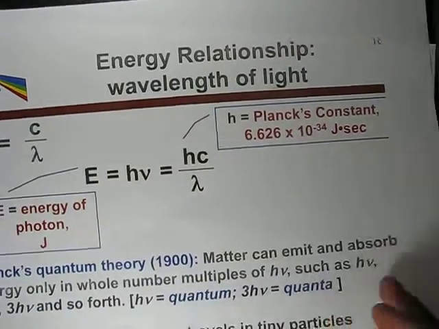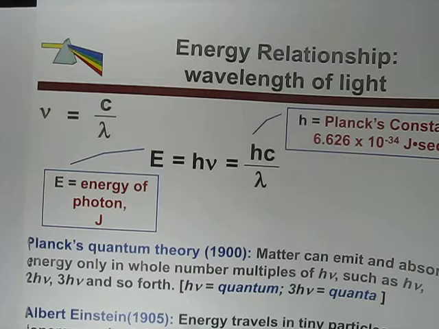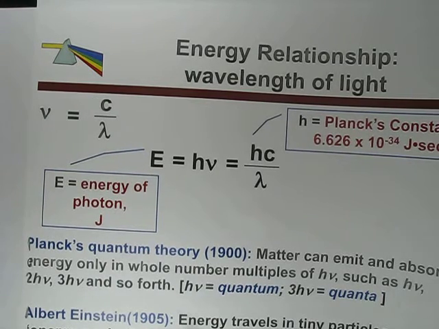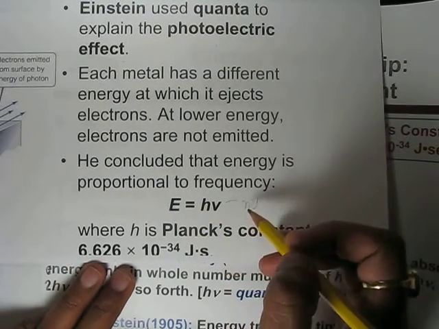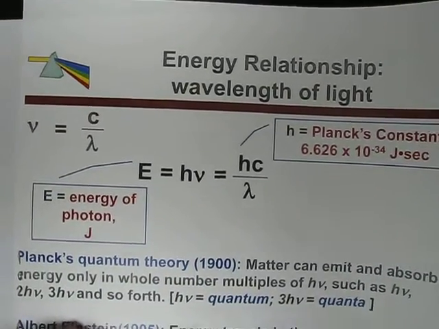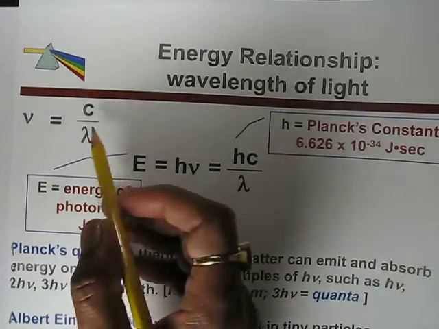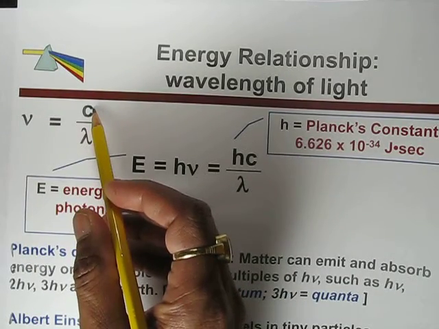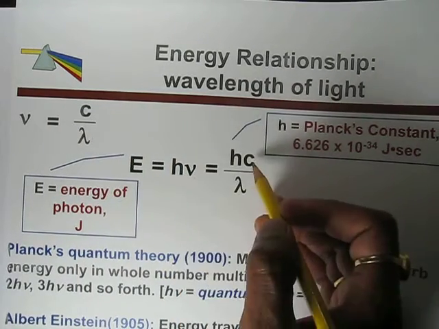In continuation of this photoelectric effect, Einstein explained the relationship between energy and frequency: E is equal to h nu. And we know from the previous slide that nu, which is frequency, is equal to c over lambda, where c is the speed of light and lambda is wavelength. So we can also replace nu with c over lambda.